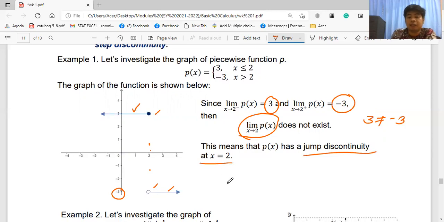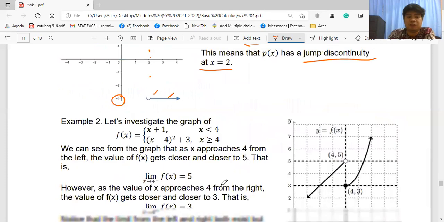Papatunayan mo lang na hindi mag-exist yung limit. At the same time, kailangan mag-exist ang limit ng left at right. Pero when it comes to two-sided limit, the limit should not exist. So step discontinuity siya or jump discontinuity.